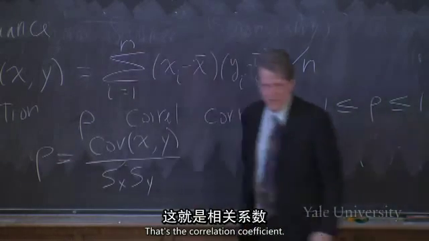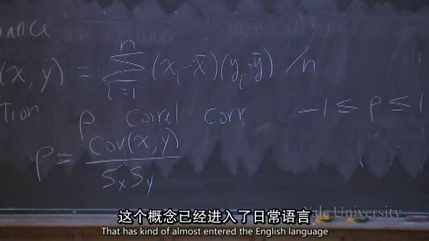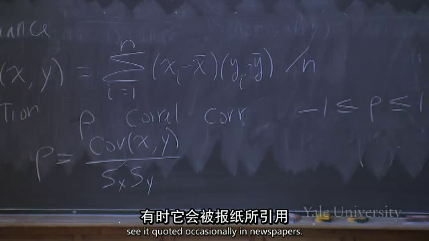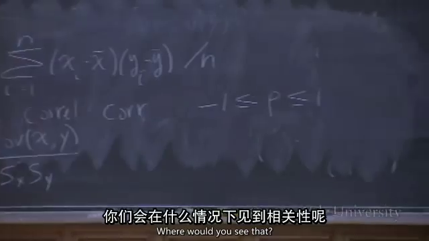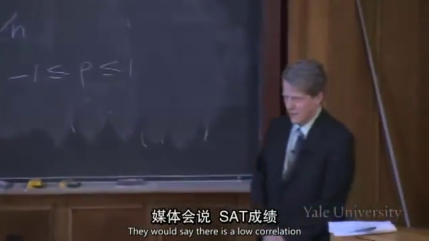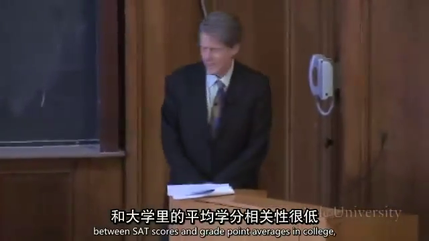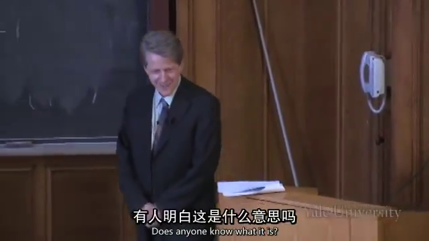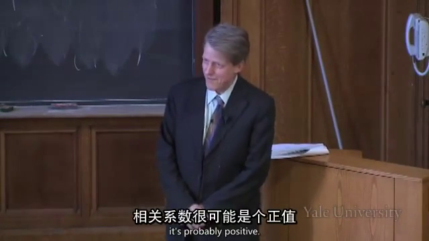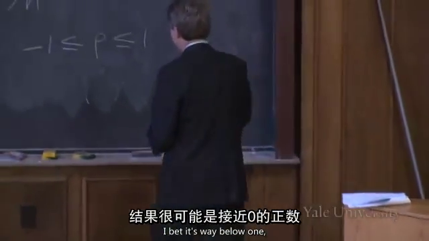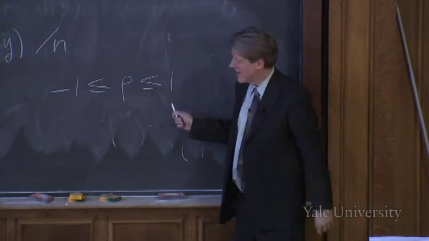That's the correlation coefficient. So that has almost entered the English language in the sense that you'll see it quoted occasionally in newspapers. Where would you see that? They would say there is a low correlation between SAT scores and grade point averages in college. Or maybe it's a high correlation. I don't know, does anyone know what it is? But you could estimate a correlation. It's probably positive. I bet it's way below 1, right? But it has some correlation. So maybe it's 0.3, okay?